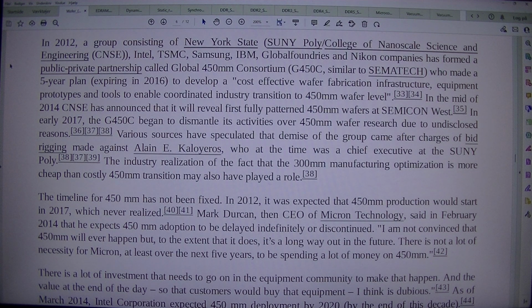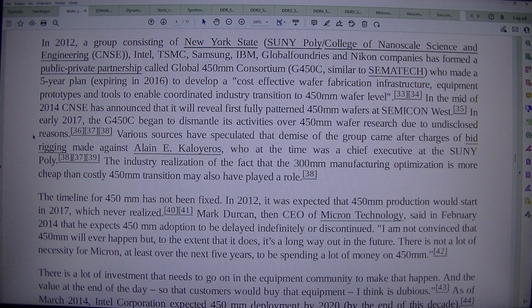In the middle of 2014, CNSE announced that it would reveal the first fully patterned 450 mm wafers at Semicon West. In early 2017, the G450C began to dismantle its activities over 450 mm wafer research due to undisclosed reasons.